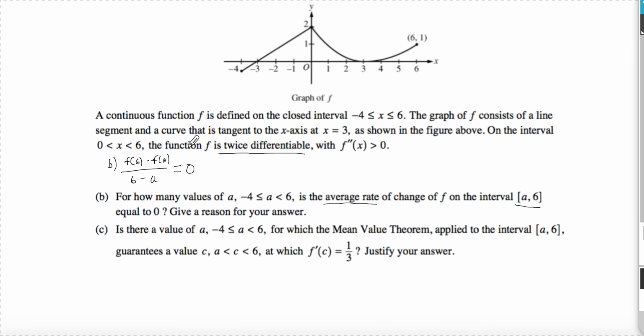In fact, you get 1 point just for writing this out, okay? So this is why recognizing certain phrases and just writing down what it means is really important. Don't worry about necessarily how to solve it, because then you can start processing like we're about to do. Okay, we want to know how many times is the average rate of change going to be equal to 0?